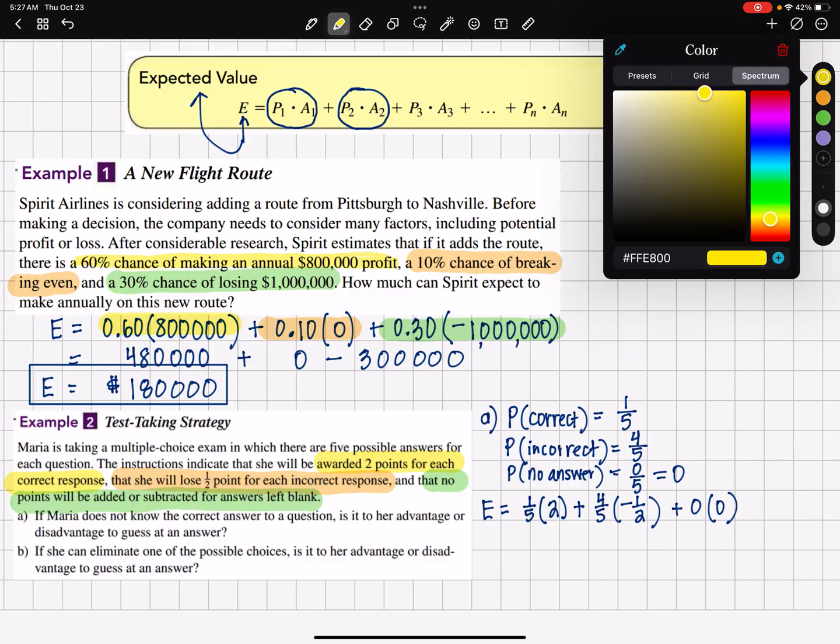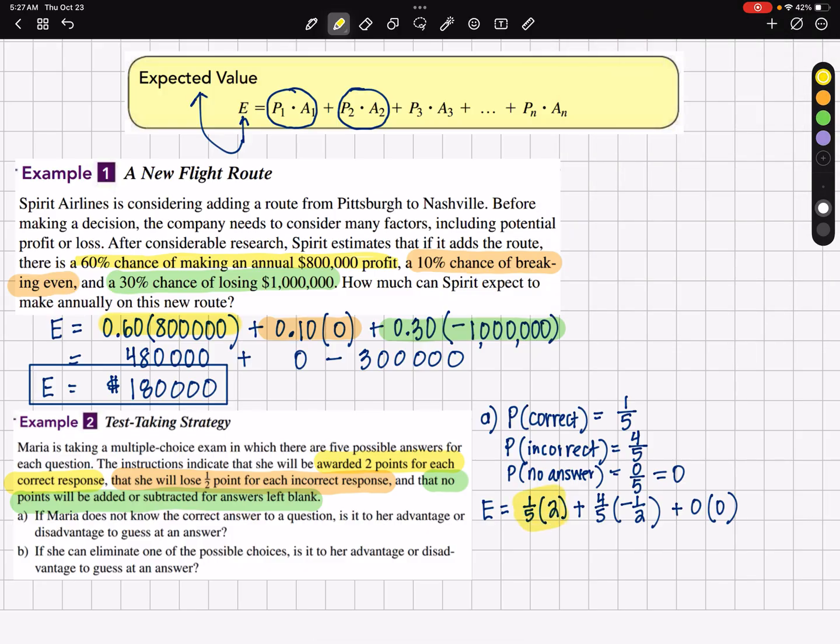So let's highlight those. So this comes from my 2-point gain. This product would be a 1/2 point loss, hence the negative, and no points awarded, 0. So like I said, when I was starting this, 1/5 is the same thing as 0.2. So I can say 0.2 times 2. 4/5 is 0.8. So I could say 0.8 times negative 1/2 is negative 0.5. And then plus 0.